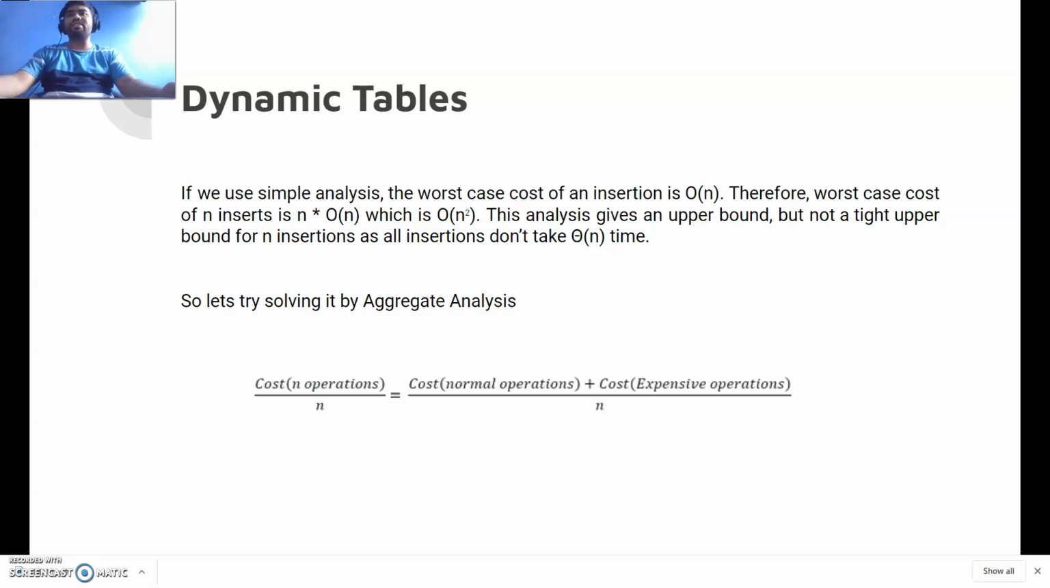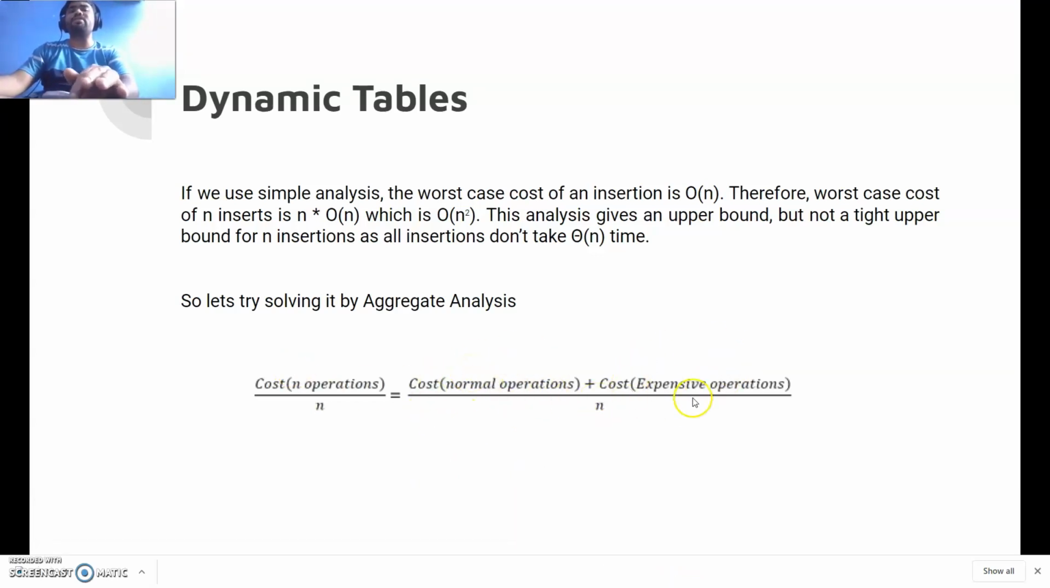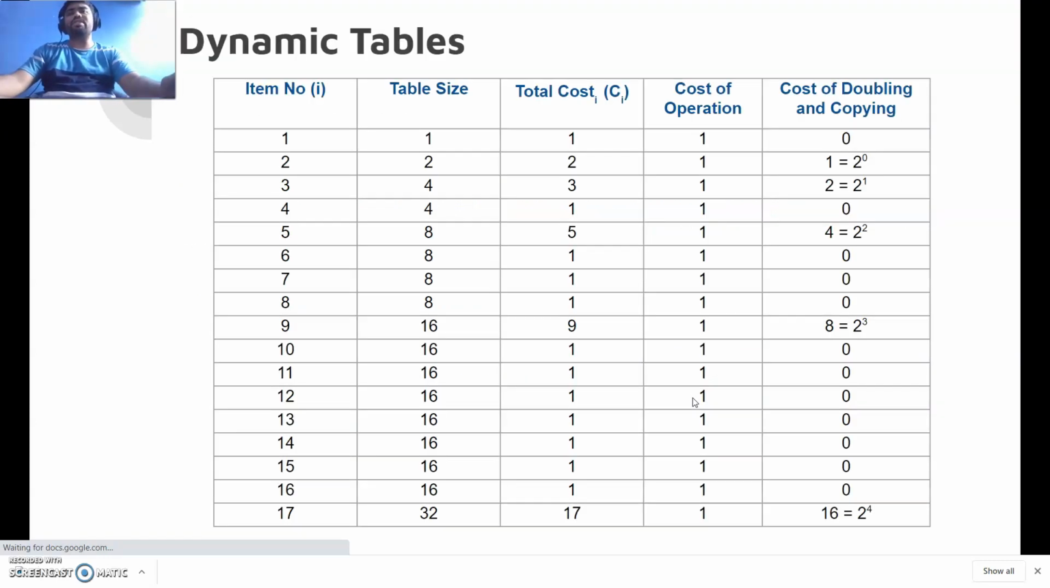What do we do in aggregate analysis? It's the T of n divided by n. So it's the cost of n operations divided by n. Now, what is the cost of n operations? If you see, the cost of n operations in this case is the cost of normal operation, that is of insertion, and the cost of expensive operation, that is of the doubling and copying, right? So let's understand how it works.